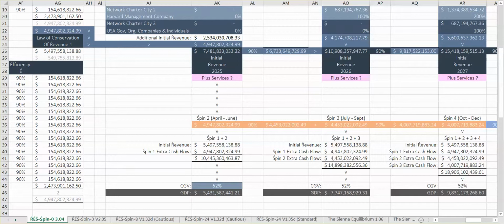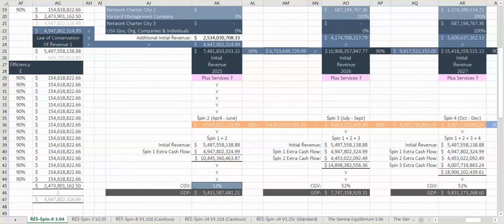What happens when we change from rolling over initial revenue once a year to rolling it seasonally, once every 3 months? This would have the effect of increasing cash flow and GDP whilst lowering the rollover of initial revenue the following year. I call this action a spin. The following journey is for 2024.